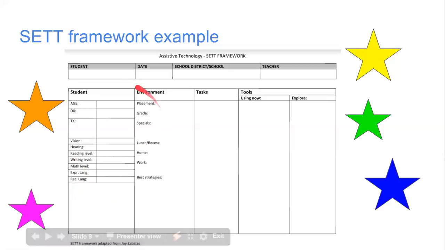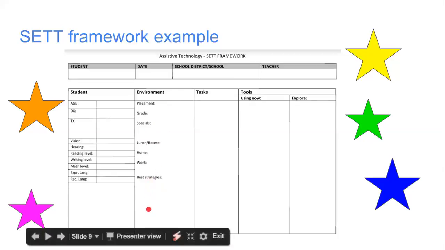Okay, so then we're going to the environment. Here's what I like to look for. What placement are they in? So what environment are they in? Are they included in regular ed? Are they in an MDS classroom? Are they in an autistic support classroom? What is their placement? Their grade? What specials do they have? Again, I talked earlier about lunch and recess and what the home and the work environment might look like. And then I also put down best strategies in an environment.